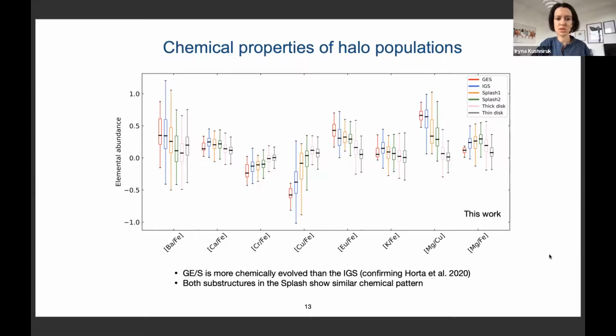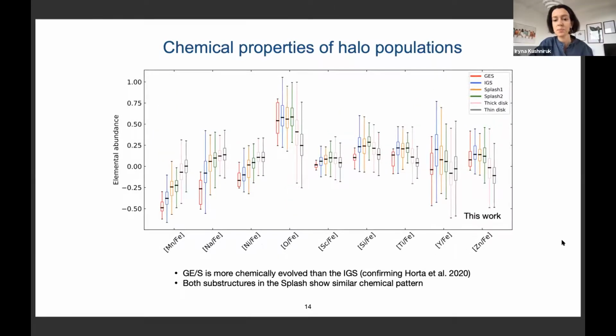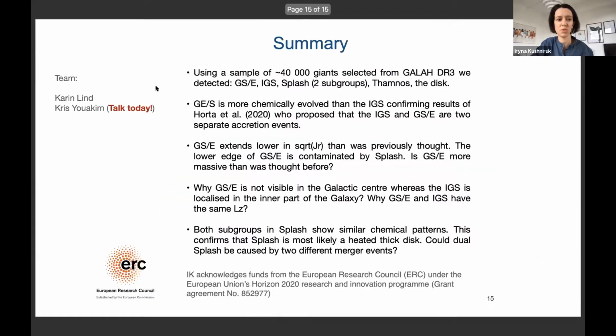So that's where we are, and let's look also at the splash 1 and splash 2. There is some difference, but it's not drastic, I would say. It looks like something in between the halo and the disk populations, where this green substructure looks more like the thick disk. So I think it's now time to show you the summary slide.